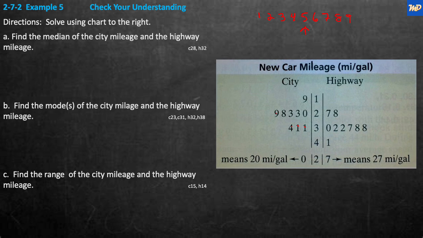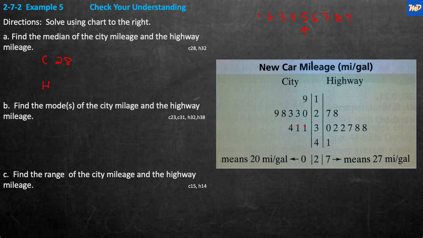So let's go on with our problem here. Find the median of the city mileage and the highway mileage. I'll use a C for the city and an H for the highway. The median of the city mileage is the middle, the 5th term. So it's 19, 20, 21, 22, and 28. That is the median of the city. So it's 28.